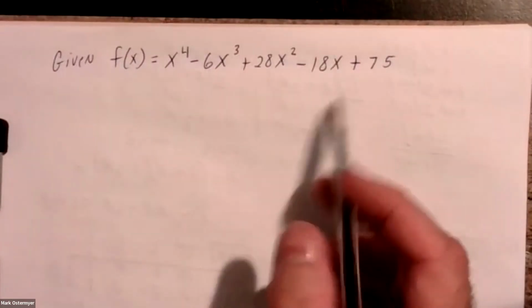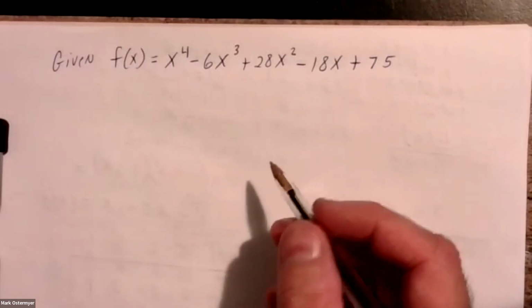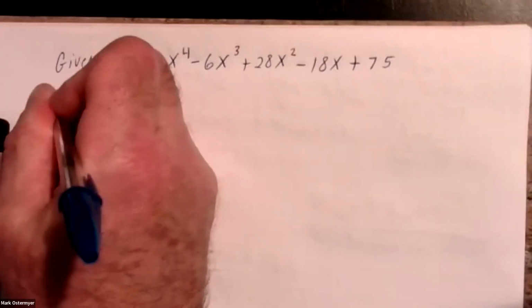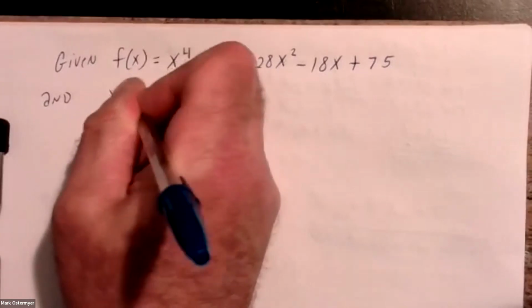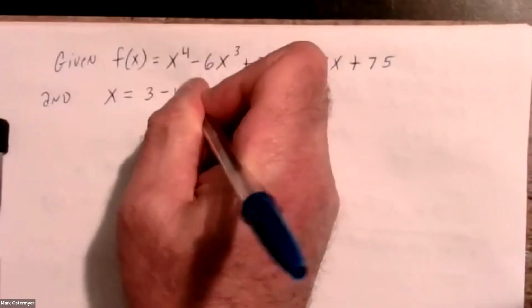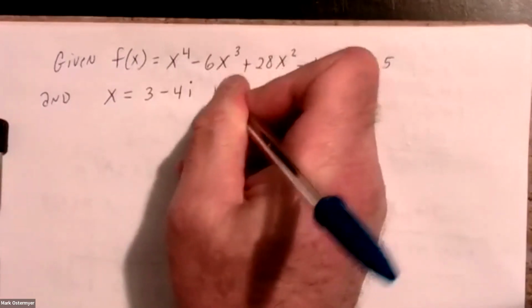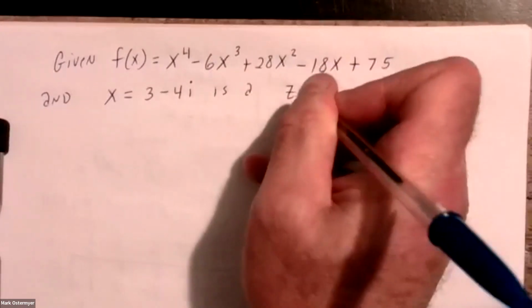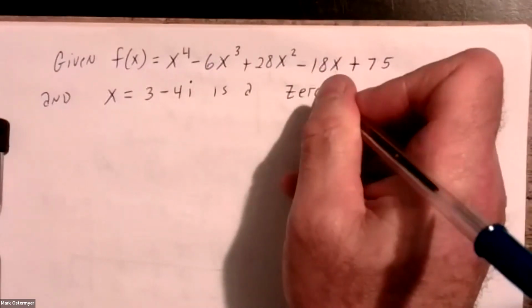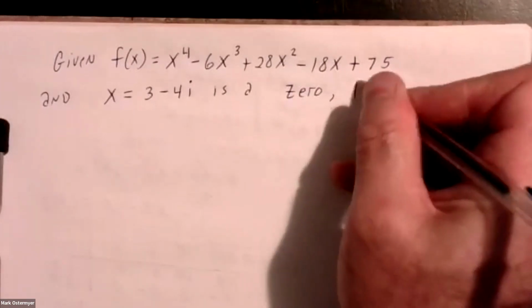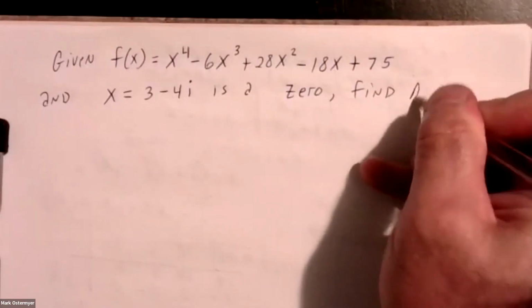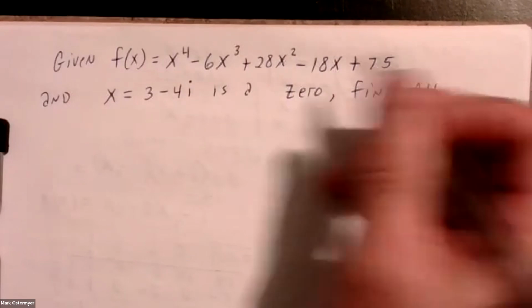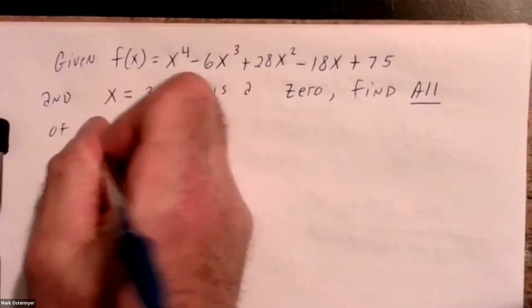This is a 5-term polynomial. And suppose that I tell you that 3 minus 4i is a 0. Based on that, ladies and gentlemen, I want us to find all of the remaining zeros.